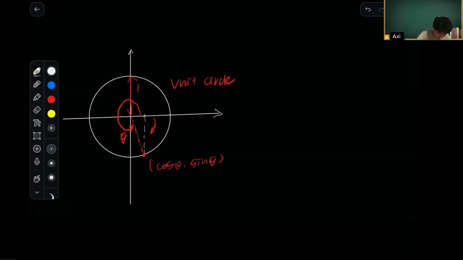It is really easy to understand. Take a perpendicular line here. Since this is 1, then this is cosine of theta, and this is sine of theta. So this is a way to extend the definition of trig functions beyond the 90 degree.